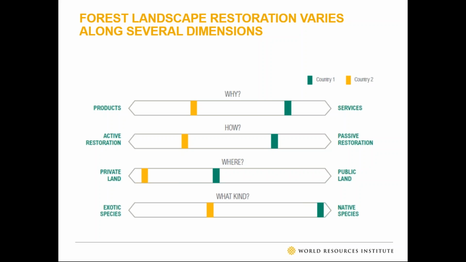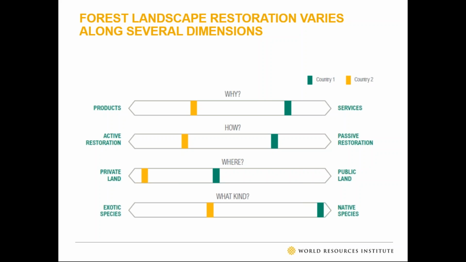Where it might occur, various types of restoration vary by whether this is on public land or on private land. In our example here, it's a mixture of both public and private lands. And what kind of restoration? In the example here, this is all with native species. But there are other forms of restoration that vary on the dimensions of why, how, where, and what kinds.